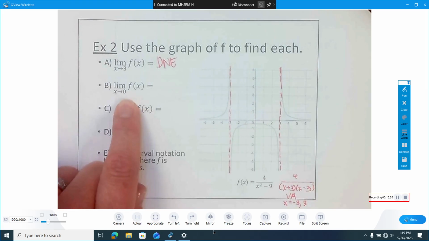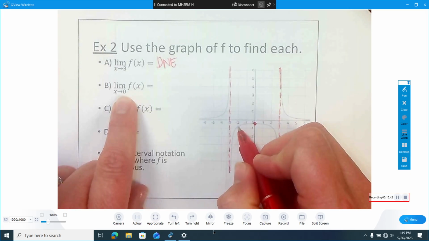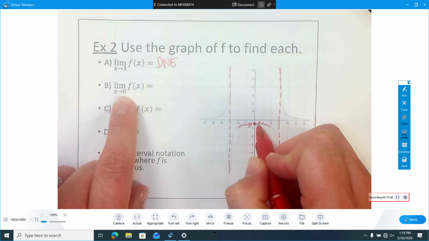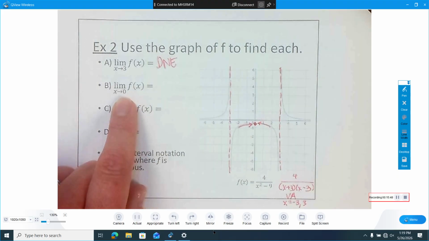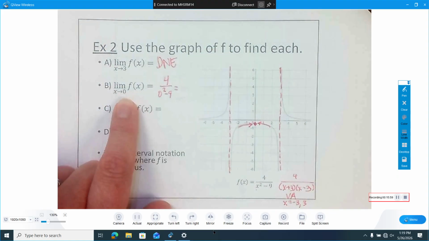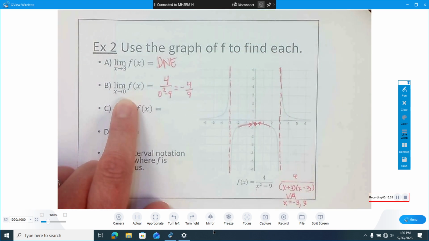What about the limit as we approach 0? As we approach from the left, we're approaching this value. And as we approach from the right, we're approaching this. How do you figure out that value at 0? You plug in 0. It is an x value, so all we have to do is plug it in. So 4 over 0 squared minus 9 is -4/9. There's nothing wonky we can plug in.